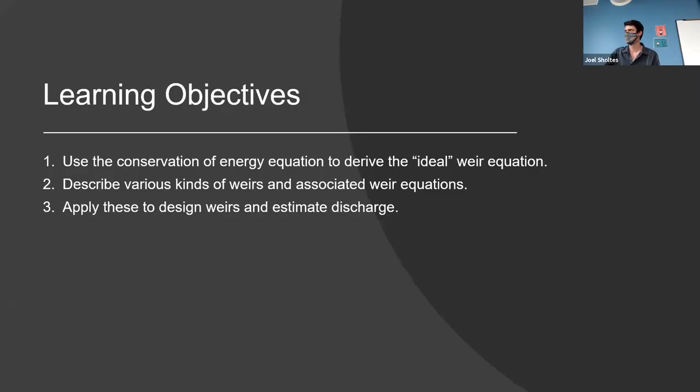And our learning objectives. Well, first we're going to introduce what weirs are and how we use them. We'll use the conservation of energy equation to derive the quote ideal weir equation. We'll describe various kinds of weirs and associated weir equations, which basically relates the depth of flow upstream of a weir to the discharge. Weirs create simplified hydraulic conditions, namely critical flow depth over the weir by causing a choke in backwater. And using the simplified flow conditions, we're able to create a fairly accurate relationship between the depth of flow upstream of the weir dimensions, and discharge. Then we will apply this to actually design weirs and estimate discharge.